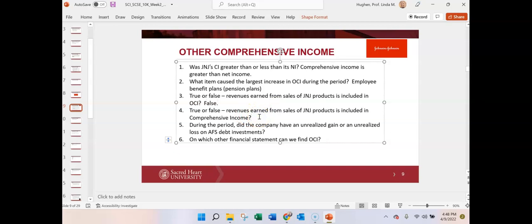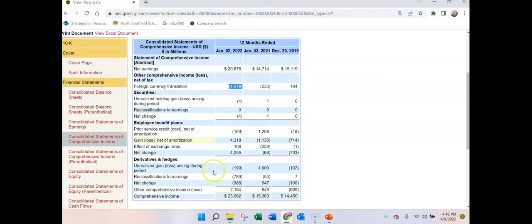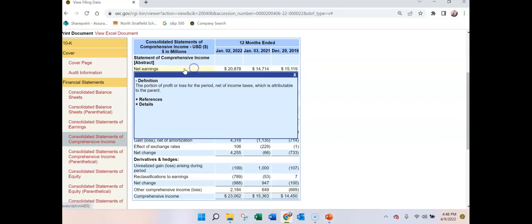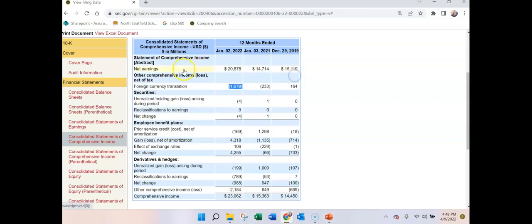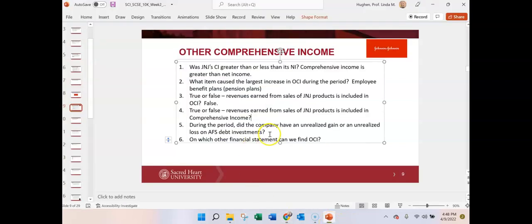Four, true or false? Revenues earned from sales of Johnson & Johnson products is included in comprehensive income. Well, that's going to be true, and the reason why is those revenues are included up here in the net income, and that's our starting point for comprehensive income.